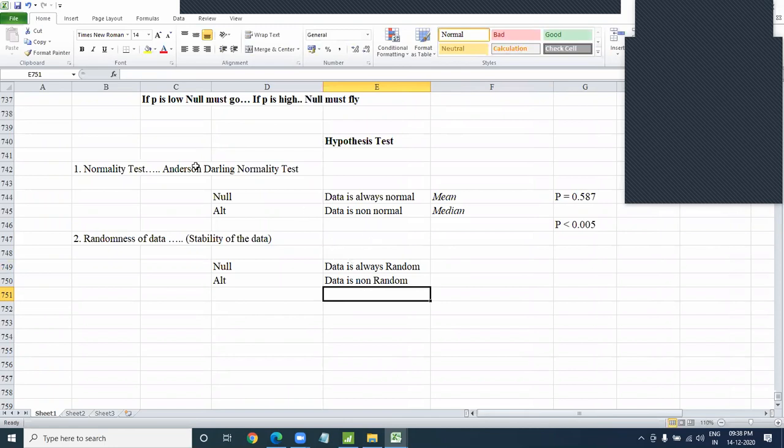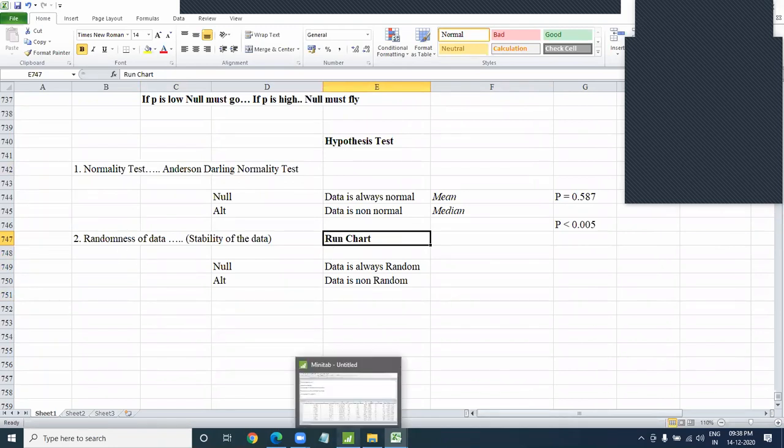What test do we perform here? Not Anderson Darling. Here the name of the test is the run chart. The run chart is what we use for testing randomness. When we perform the test, we'll understand what randomness is. Let's perform the test first.